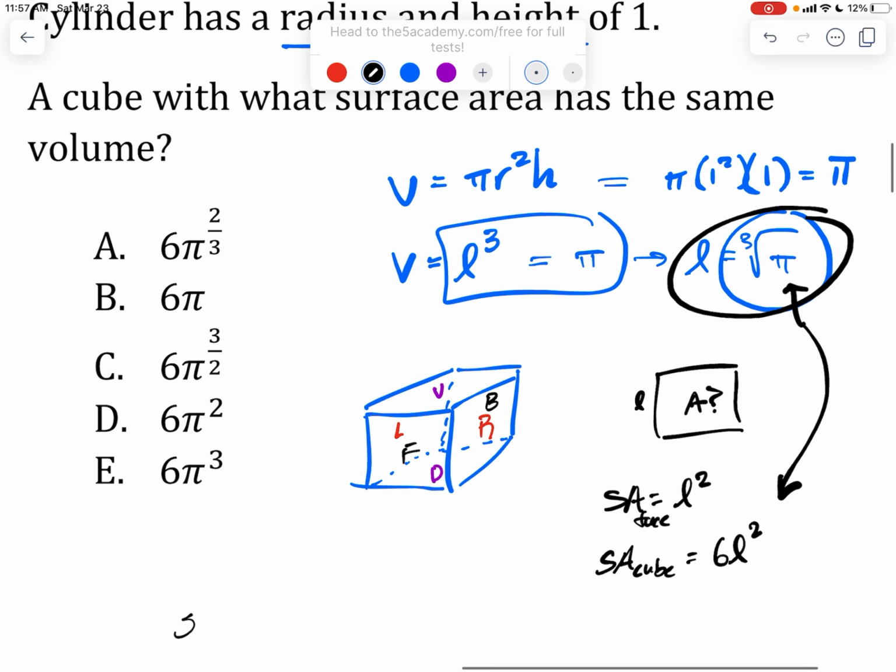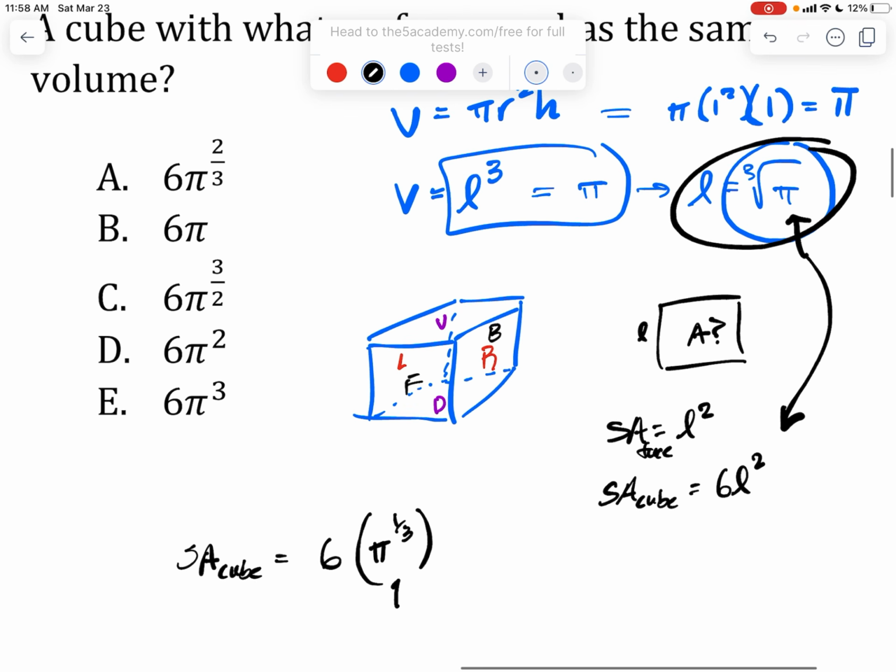Let's just do that. The surface area of the cube is equal to 6 times L squared, where L is pi to the third root of pi. Here they write it as a fractional exponent, so I'll just write it as pi to the 1/3. That's your L, right? This parentheses is L, and L squared is just going to be all that to the second.